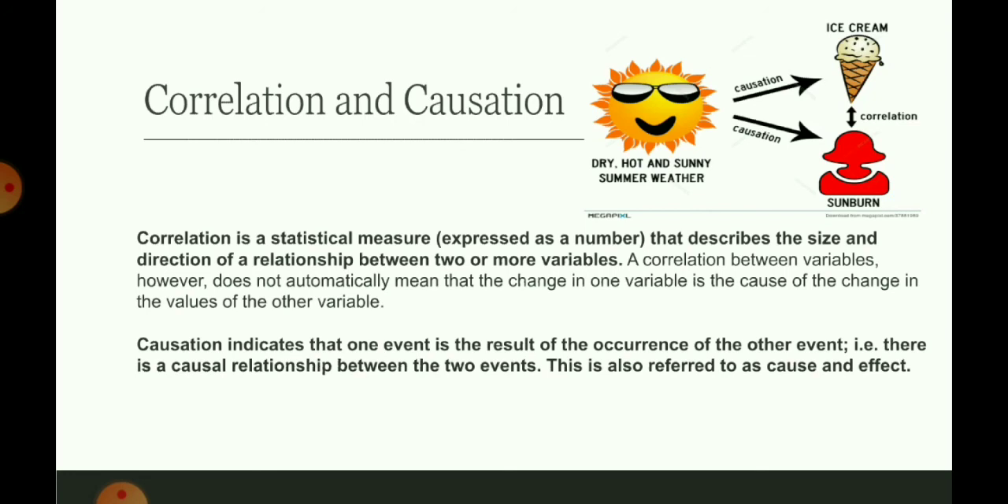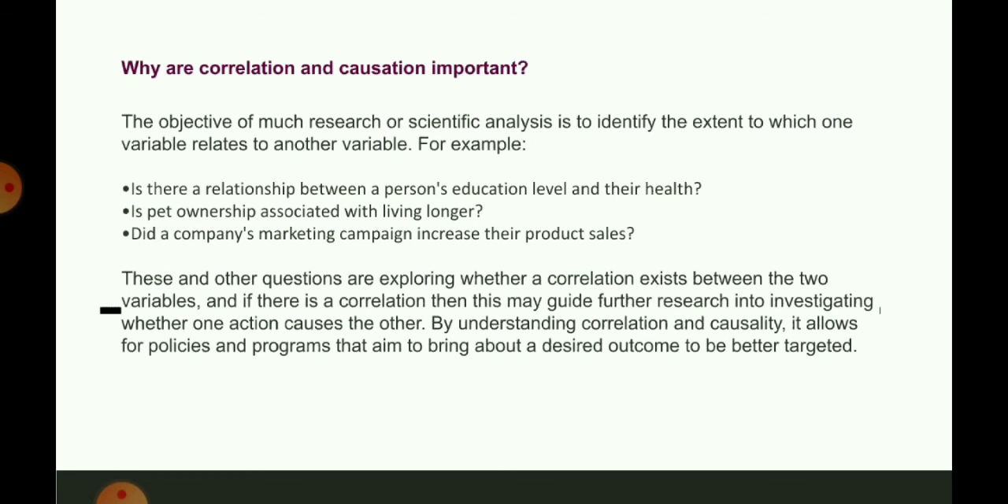But for statistical analysis we need to study both these things. Why? Because the objective of research or scientific analysis, whatever we do, is to identify which variable is related to which other variable and in what way. Like, is there any relationship between a person's education level and their health? We have to find those relationships, and the policy makers and decision makers keep these things in mind before making policies for the people.